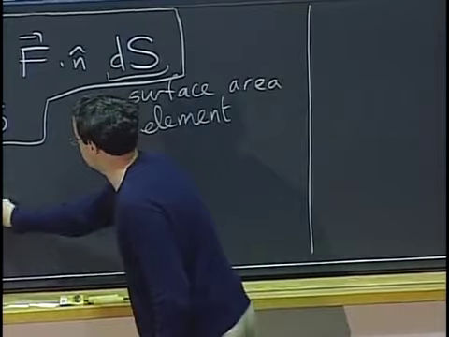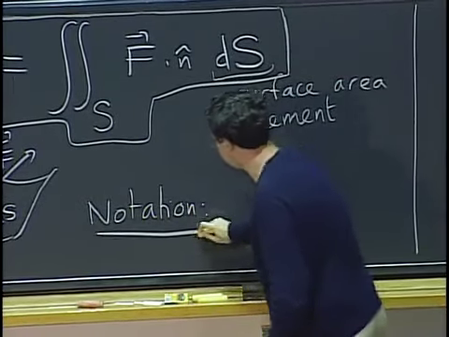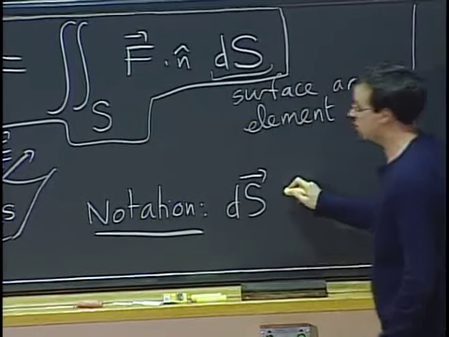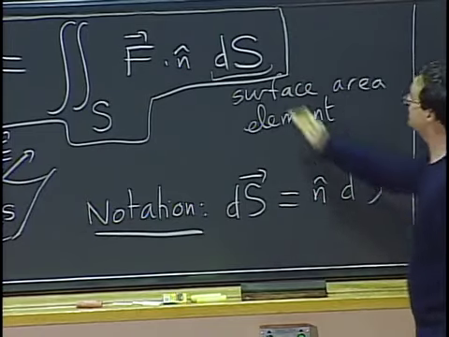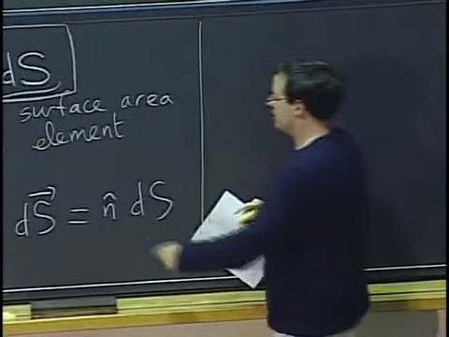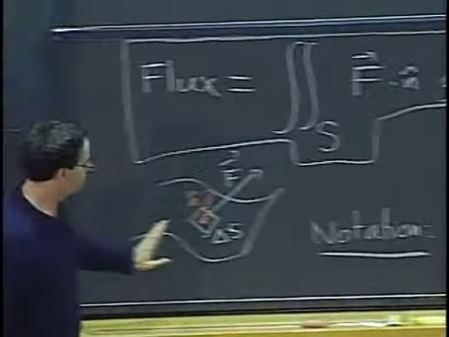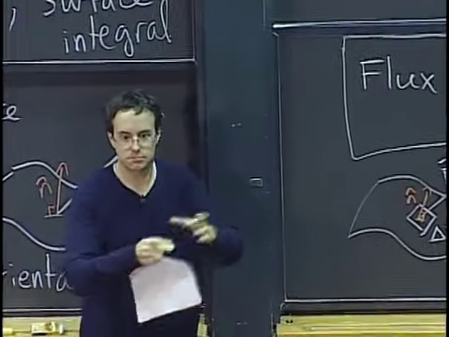By the way, a piece of notation before I move on. So sometimes you'll also see the notation vector ds. What is vector ds? Vector ds is this guy n ds put together. Okay, so vector ds is a vector which points perpendicular to the surface and whose length corresponds to the surface element.